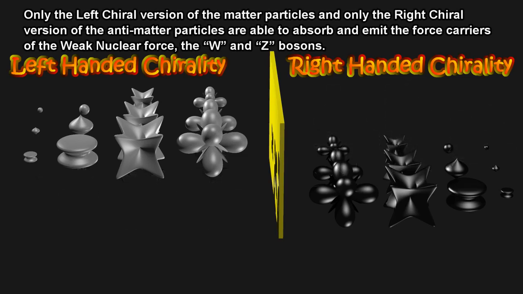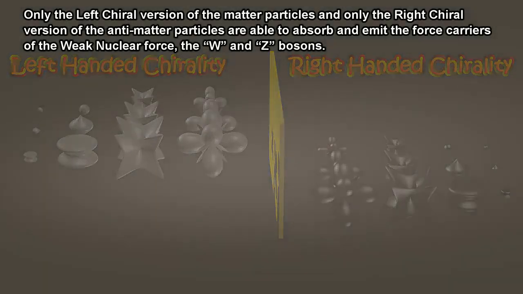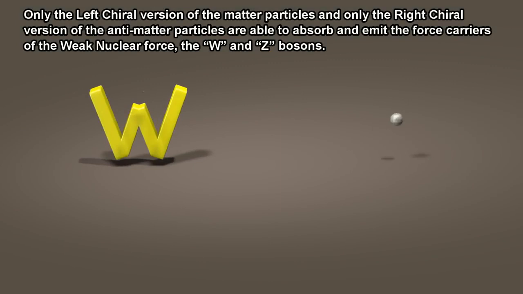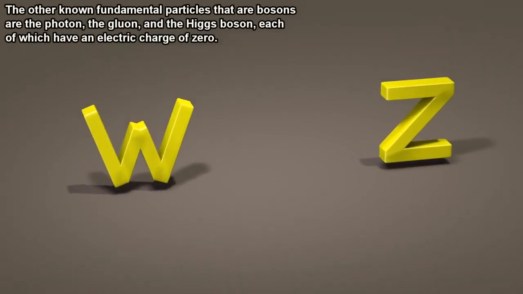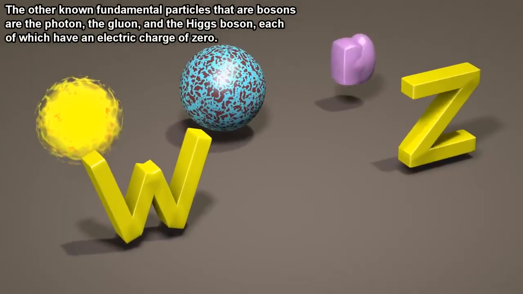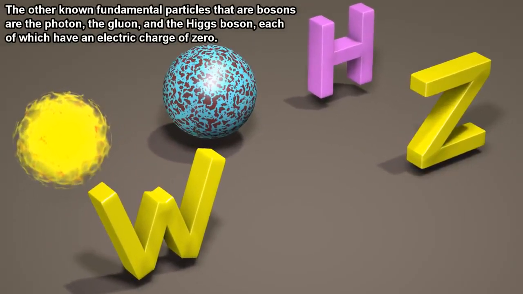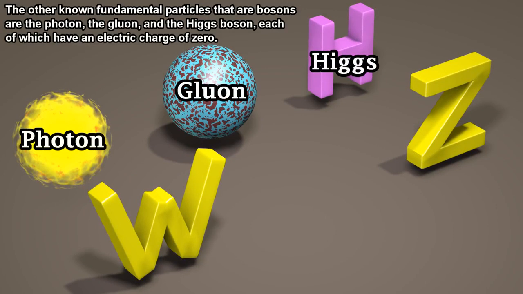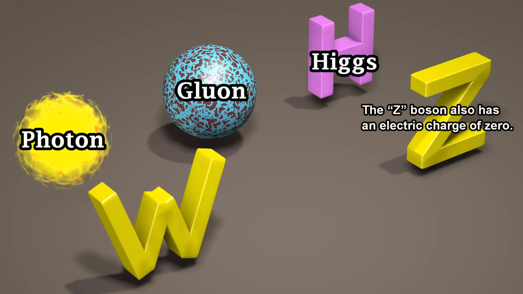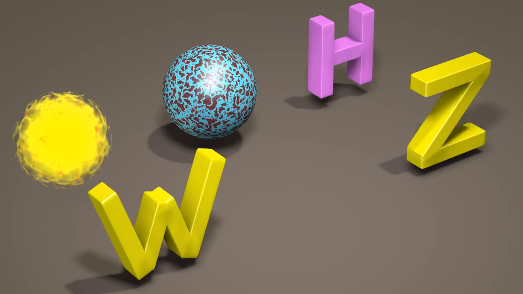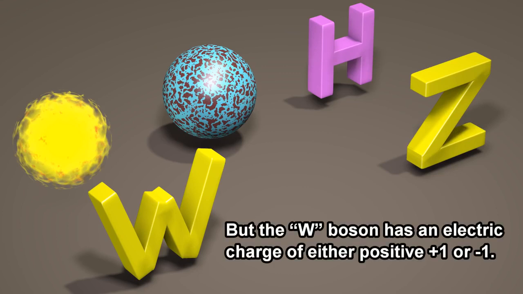Only the left chiral version of the matter particles and the right chiral version of the antimatter particles are able to absorb and emit the force carriers of the weak nuclear force, the W and Z bosons. The other known fundamental particles that are bosons are the photon, the gluon, and the Higgs boson, each of which have an electric charge of 0. The Z boson also has an electric charge of 0. But the W boson has an electric charge of either positive 1 or negative 1.